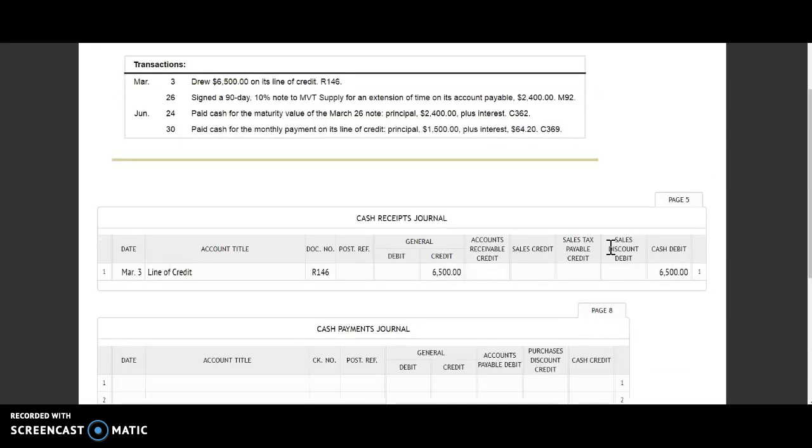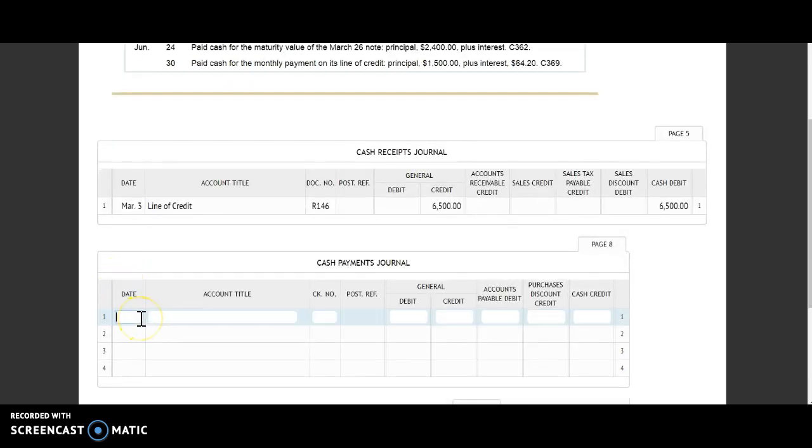Okay, June 24th, I paid cash for the maturity value of the March 26th note. The principal was $2,400 plus the interest. We're using check 362. So we're looking at this note here, and now we're paying it. We're paying cash, so that's going to go into cash payments. Also, we see that we have a check. A check is always going into cash payments. So June 24th.